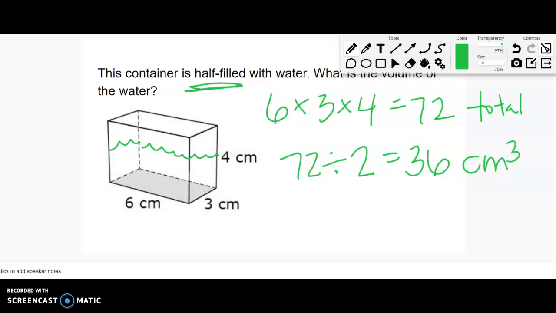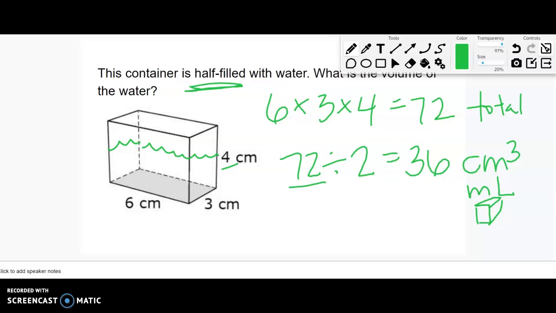centimeters cubed. This 1 cubic centimeter can also be called a milliliter. So I could say it's 36 milliliters full. The other option is to take 4 and divide it by 2, and 6 times 3 times 2, since I know it only is going to go up halfway. Sometimes they might tell you it's 1/3 full, and then I would take the total and divide it by 3. If it was 1/5 full, I could take the total and divide it by 5.